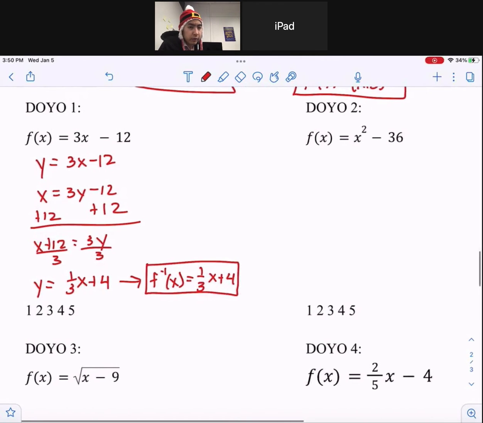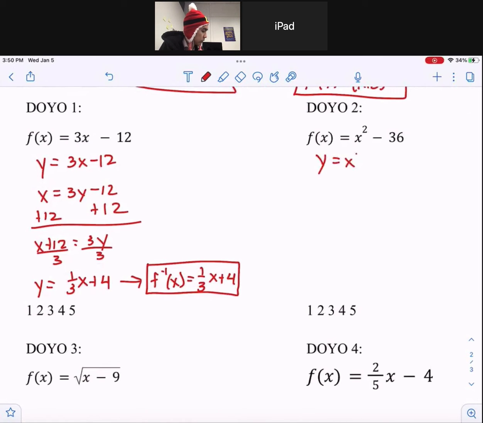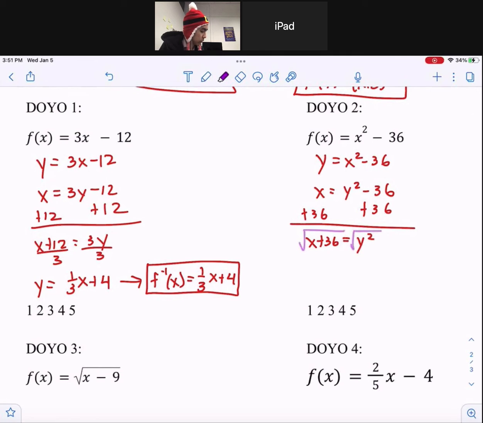The next do-you, again, set it equal to y, switch the variables, solve for y. Add 36 to both sides. To get rid of that second power, you have to take the square root to both sides. And don't forget, when you square root, you get plus or minus on the other side. That is your inverse function. Plus or minus square root of x plus 36.